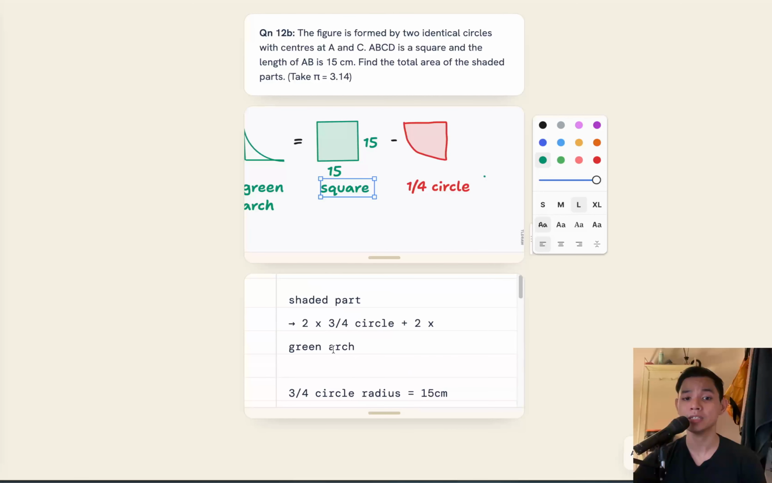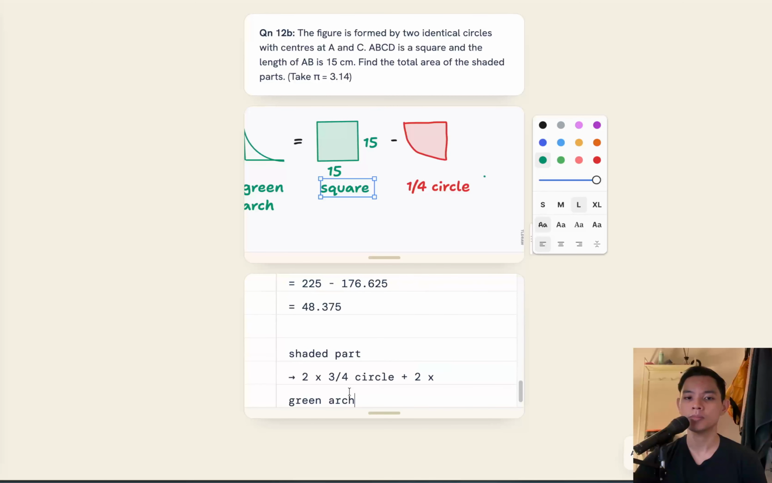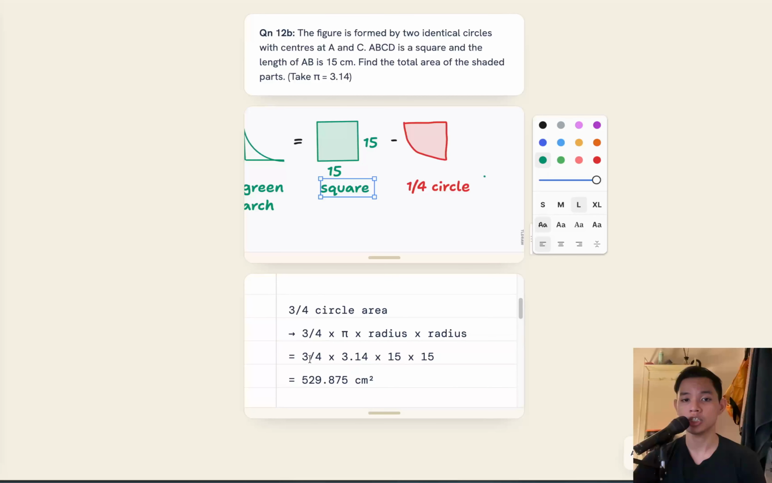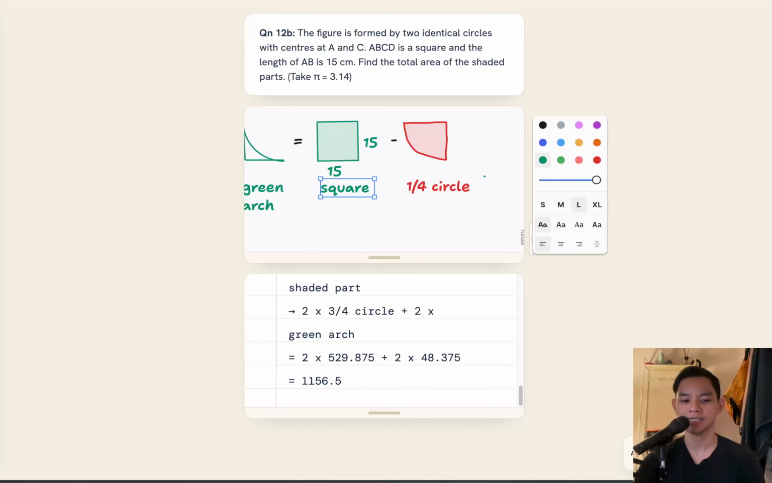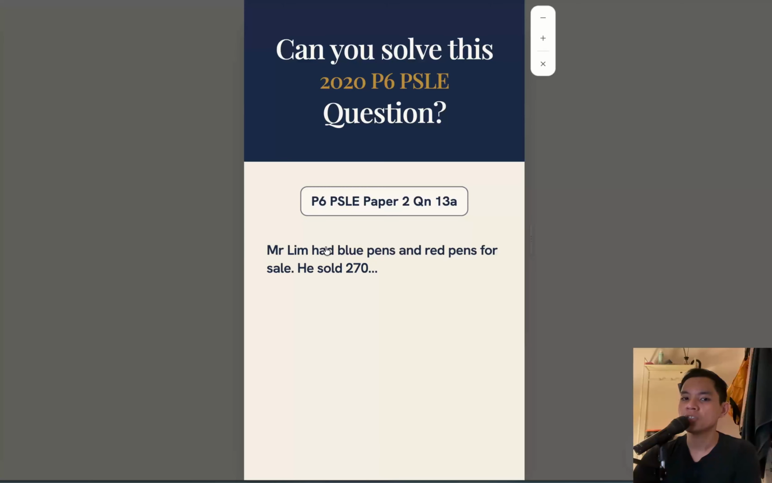So now we can actually get the shaded part. The shaded part is basically 2 times the 3/4 circle, which in this case is this one, plus 2 times the green arc, which is this one. And this will be equal to 1156.5 centimeter square. So there you go, that's the answer.